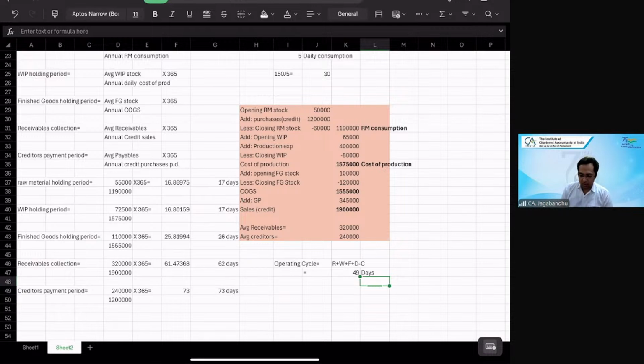Right? Did we get this operating cycle, everyone? Yes. Did we get the operating cycle? Are we clear how to compute the individual components of the operating cycle?